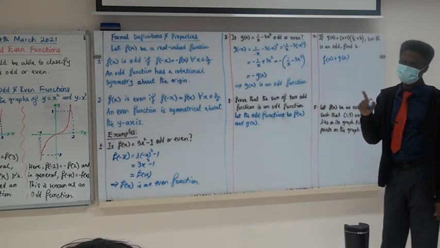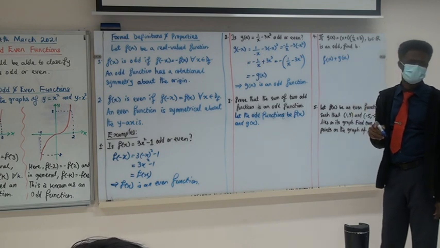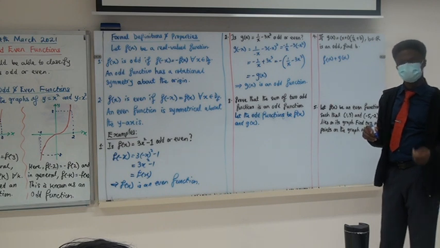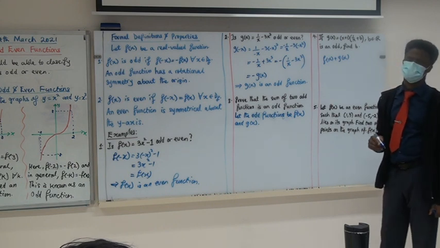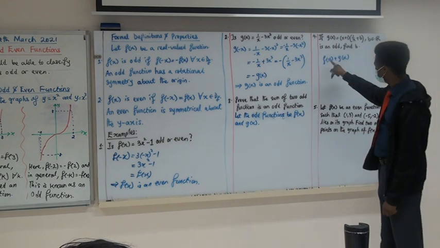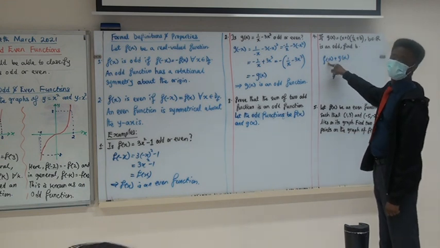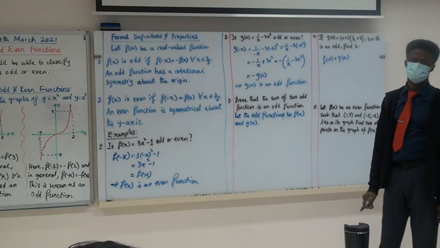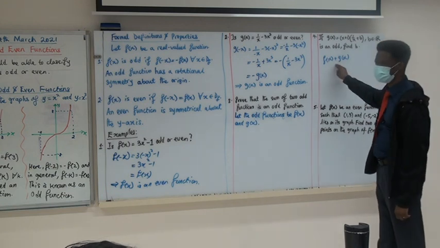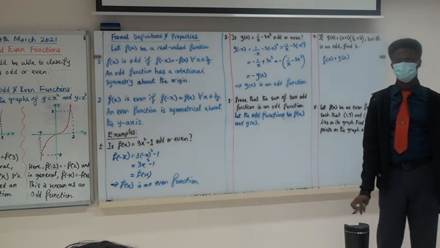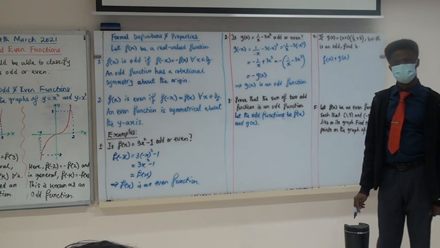Anytime you want to prove odd or even, what do you start with? You change x to negative x. So you are going to start with f of negative x plus g of negative x and see if you can get negative of this back. Am I making sense? Yanko, are you lost?